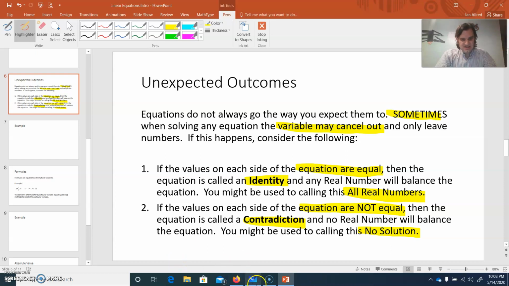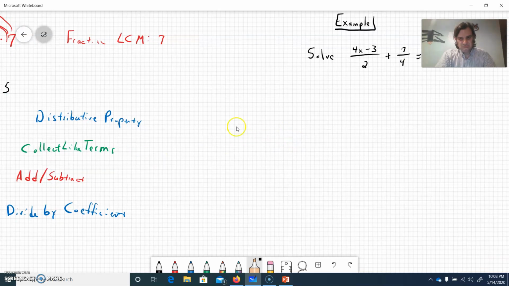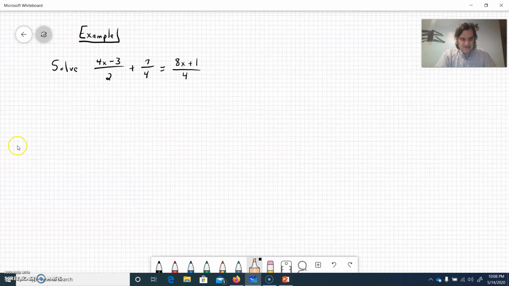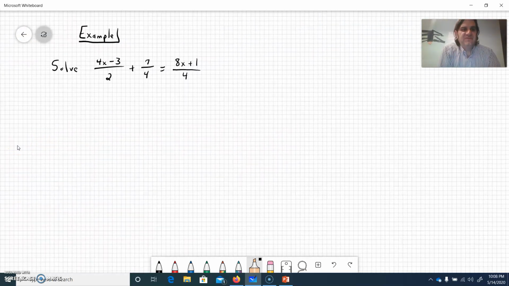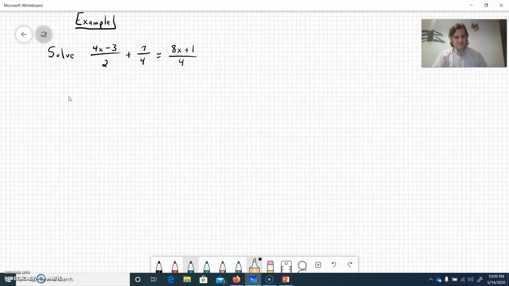Okay. So let's see an example where that comes up. I have the problem here. It starts off with another one with fractions: the fraction 4x minus 3 over 2 plus 7/4 equals the fraction 8x plus 1 over 4. So let's go through our steps because we don't know what's going to happen when we start. But we have fractions, so we're looking at step 1.